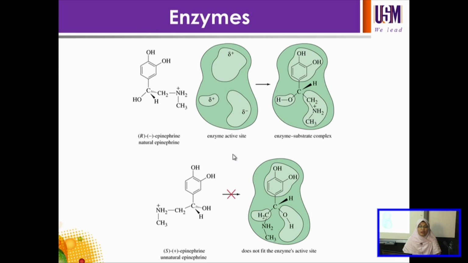Another example here is epinephrine. Here we have the enzyme active surface. It is like a puzzle. It has an empty space. When we put in the enantiomers, there are 2 enantiomers here. Only one enantiomer can fit into the enzyme surface and react. So this is the enzyme substrate complex, while this one cannot, because one of its functional groups does not fit into this space. So they cannot react with each other.